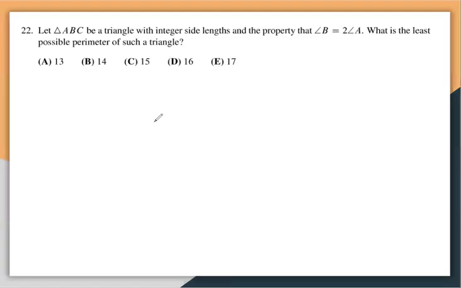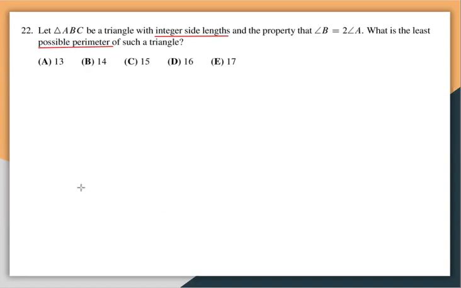So we have number 22 from 2024 to 12B. We have a triangle ABC with integer side lengths, and we are given that one angle is twice the other one. So the sides are integers, and angle B is twice angle A. And we want to find the smallest possible perimeter of the triangle.